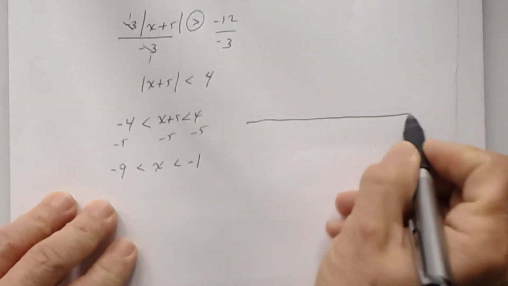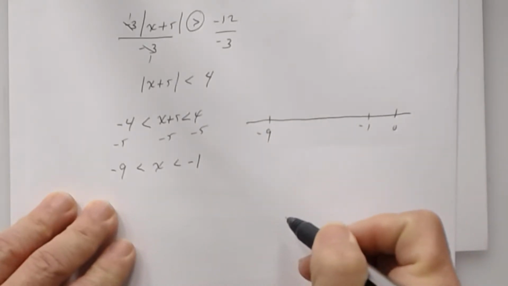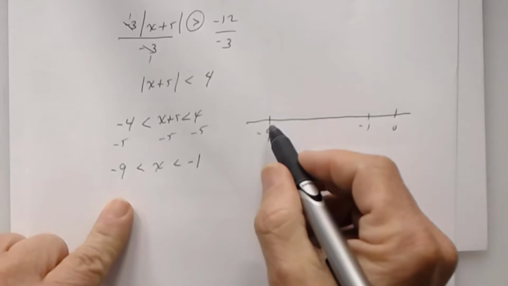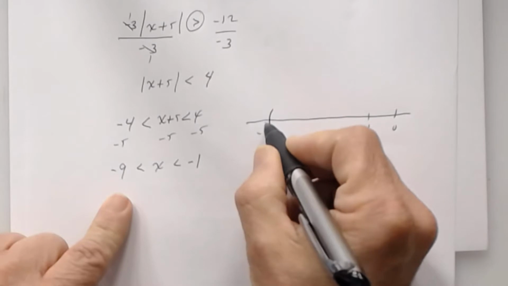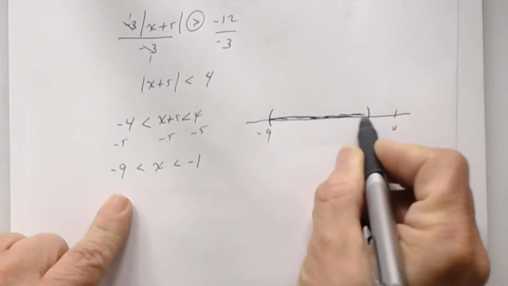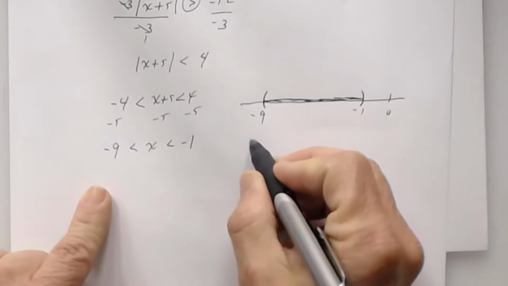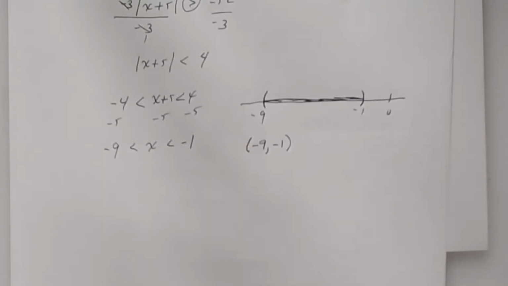So on the number line, if this is 0, this is negative 1, and let's say this is negative 9, am I going to have brackets or parentheses at those numbers? Parentheses. So remember, it's all real numbers between negative 9 and negative 1. So I'm going to need a parenthesis pointing to the right here, and then over here pointing to the left, and then shade everything between them. What was the interval notation? Negative 9, negative 1 in parentheses. Okay. All right. So that was a review from yesterday with regards to absolute value less than.